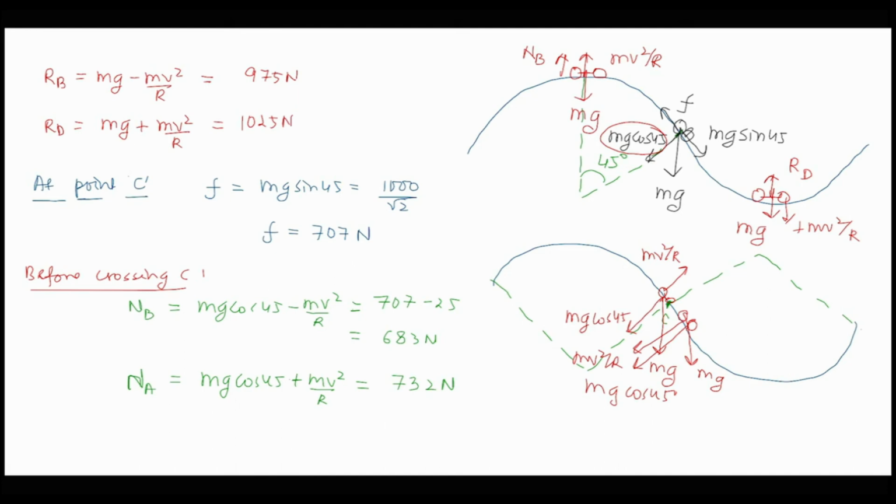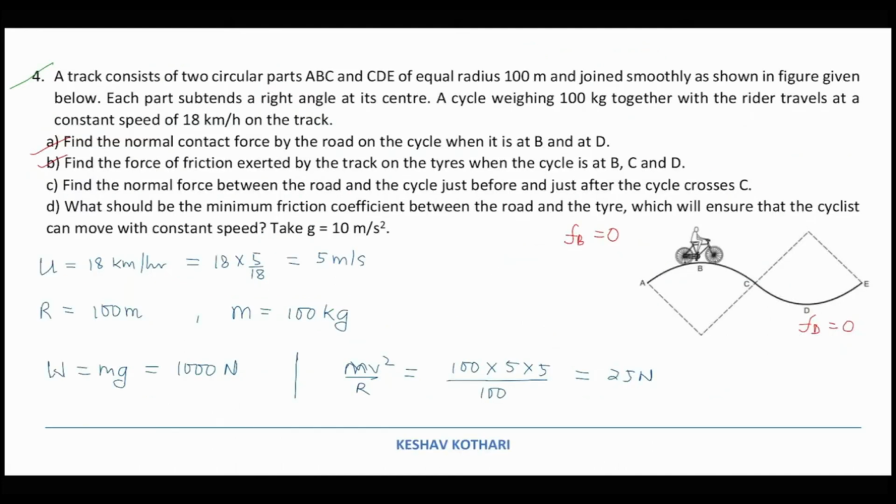In the next portion it is asking what should be the minimum friction coefficient between the road and the tire which will ensure that the cyclist can move with a constant speed. So in order to make sure that the cyclist is moving at a constant speed, we need the minimum value of the coefficient of friction. So for the desired coefficient of friction, we have to consider point C, because point C is the point where the value of the normal reaction force is minimum.